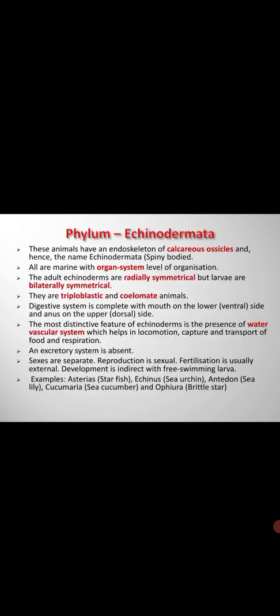Here the excretory system is absent, sexes are separate, reproduction is sexual, fertilization is usually external, and development is indirect with free swimming larvae. Examples for echinoderms are Asterias, that is starfish, sea urchin, sea cucumber, brittle star. These are all the examples.